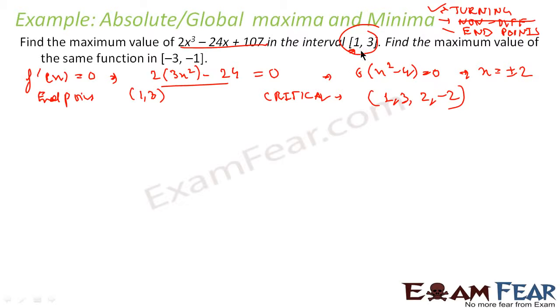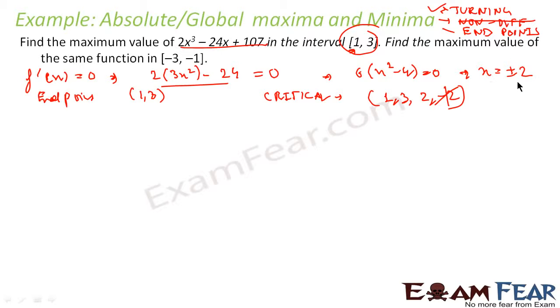Why? Because I am saying my interval is 1 and 3. Minus 2 is not part of my interval 1 and 3. Correct? So minus 2 is not my critical point. Please note, a trick here is x was 2 and minus 2, but minus 2 is not part of the interval. So I will not consider minus 2 at all, because I am bothered only about these intervals. So even if you get a turning point which is not in that interval, I will not take that.